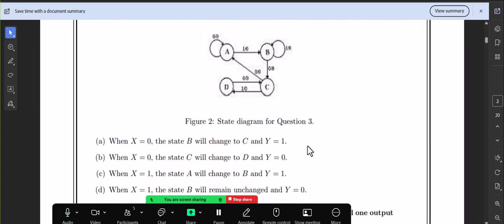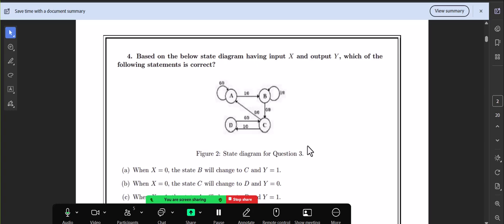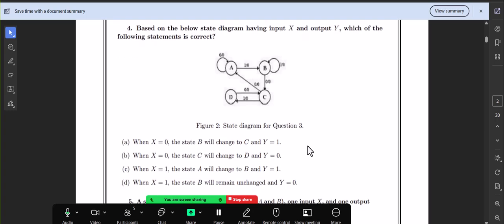All right, so given that, looking at this state diagram, which of these statements is going to be true? When X equals 1, the state B will remain unchanged and Y equals 0. That certainly is true. Are the others all false? Does anybody have a question on that? Anybody not see that?